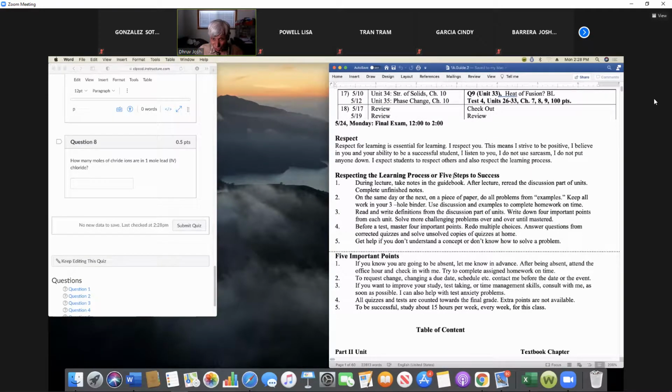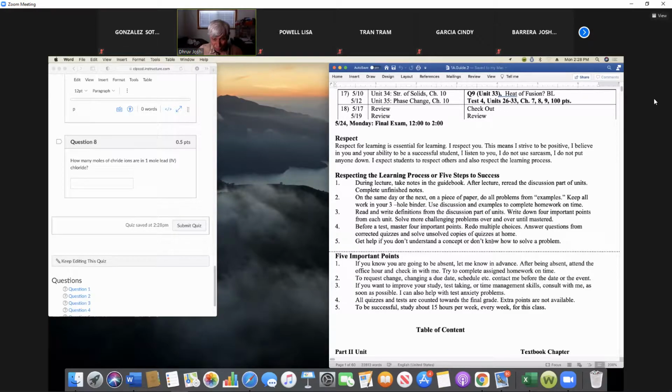Respecting their learning process, or 5 steps to success. This is what I expect you to be able to do. And if it takes 20 hours per week, it takes 20 hours per week. If you are not prepared well enough, some of you are well prepared for this class, it will not take 20 hours. It may not even take 15 hours.